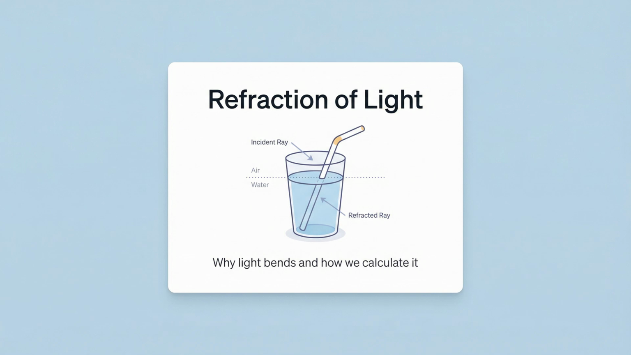Hi, everyone. Today we're diving into the physics of how we see the world, specifically why things sometimes look a little bent. We're talking about the refraction of light. You've definitely seen this before, like when a straw in a glass of water looks broken. Let's figure out why that happens.